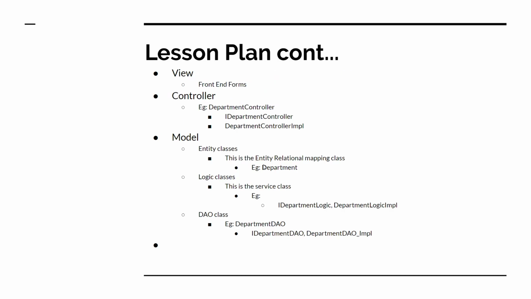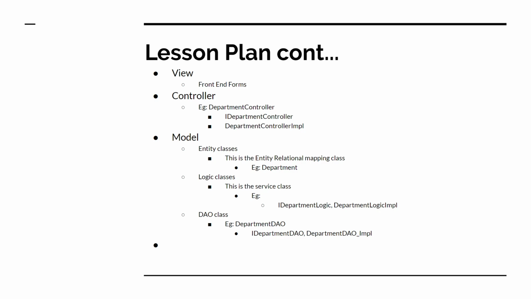Okay, my friends. So as usual, the lesson plan will have the view, MVC implemented, model view controller. We will be the front end form, guys. I'm still working on the department table. So I will have the department view, front end form. Then the controller for the department is the department controller. You can see the classes. Then the model, the entity class will be the same, the department, right?